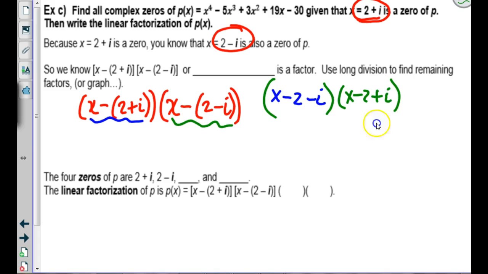Okay. I'm going to FOIL these together. I'm going to show you a way to do this that I think is helpful. I'm going to FOIL the x to all three back here and just write it across. So I'm going to write x squared minus 2x plus ix. Everybody good?